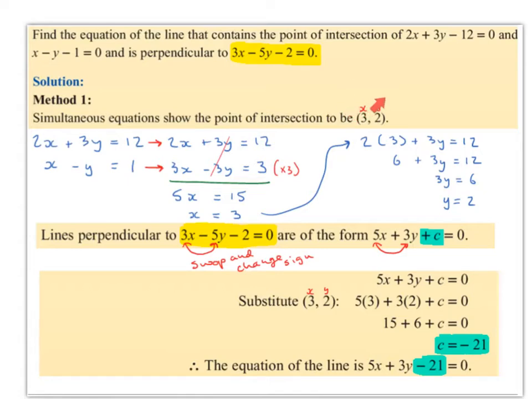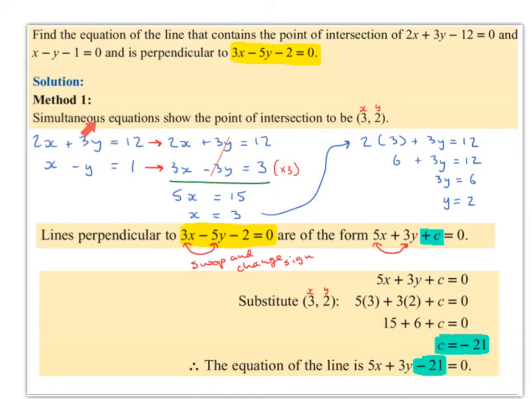3 is our x value, 2 is our y value. So let's have a look at how we got that. We take 2x + 3y - 12 = 0. We bring the minus 12 over the other side, and it becomes positive 12. Then we take x - y - 1 = 0. We bring the minus 1 over the equal sign, and it becomes positive 1.